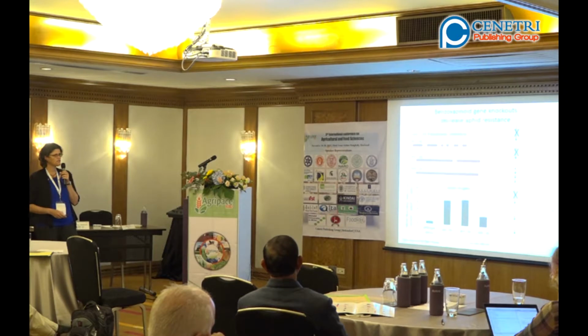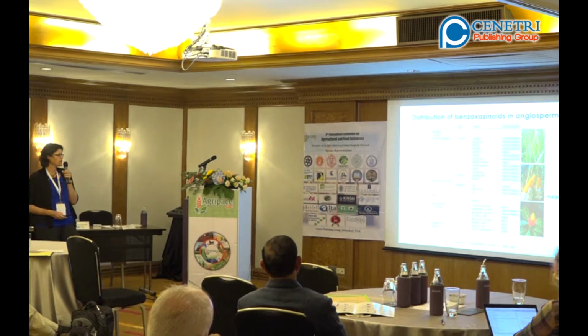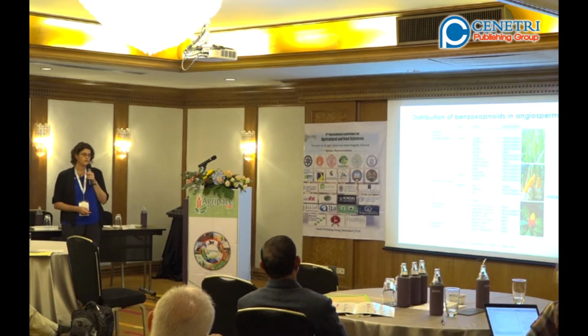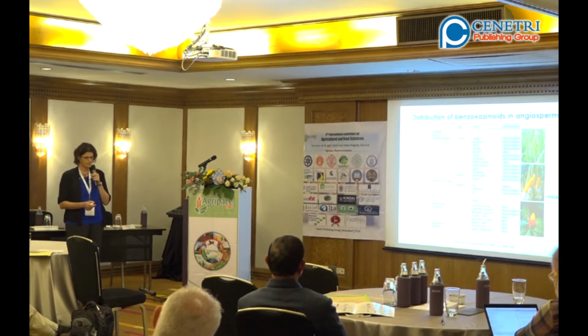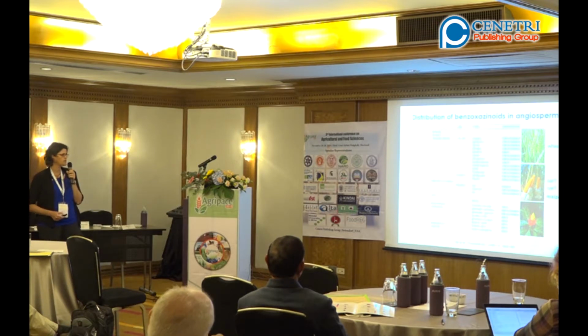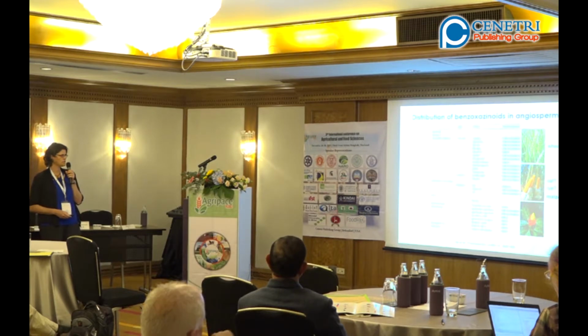The reason is that DIMBOA also has some toxicity function in plants. This is a compound that is highly abundant in rye, but not in maize. So this pathway, as I mentioned, is a protective pathway in maize and some other crops like wheat, oat, and rye. It's also abundant in some dicots. But the question is, what is the function of the pathway in other less studied crops, like wheat, oat, and rye? So we decided to move to a new project.